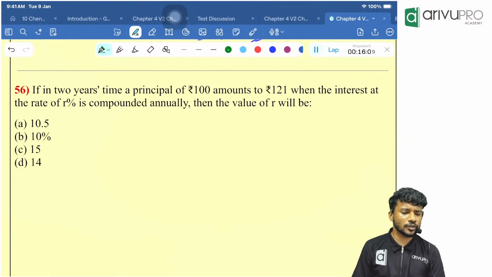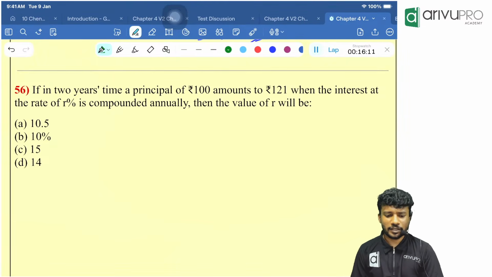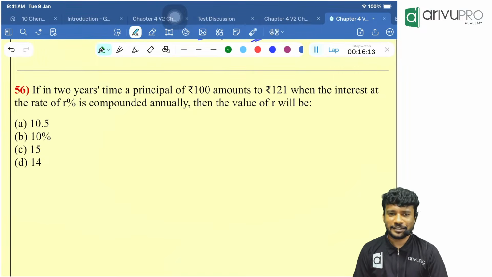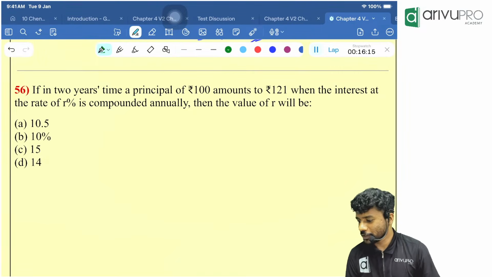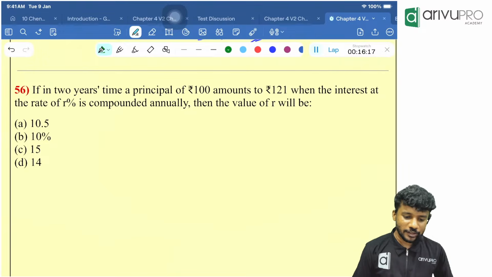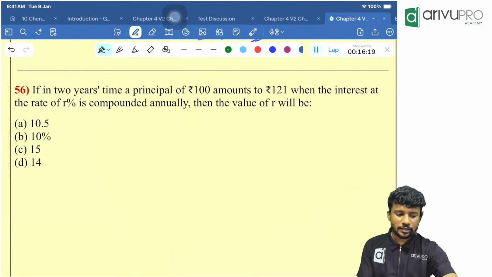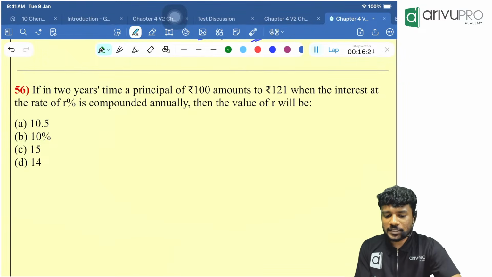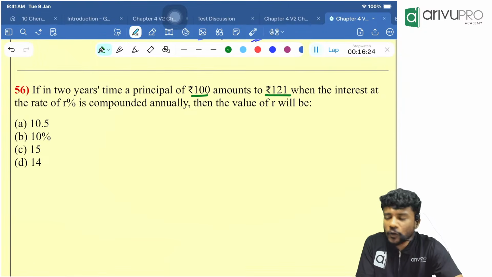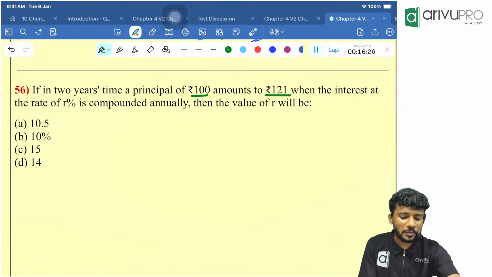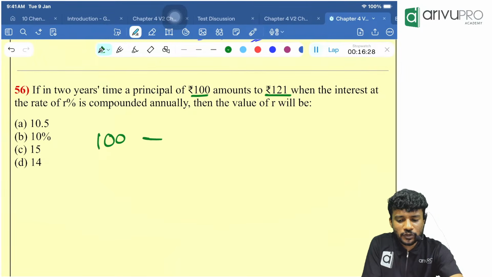All we need to use is the calculator and do it. It is similar to our initial example I told you, so you will get the answer faster. If in 2 years, a principal of 100 amounts to 121. What do you mean by 100 amounts to 121?